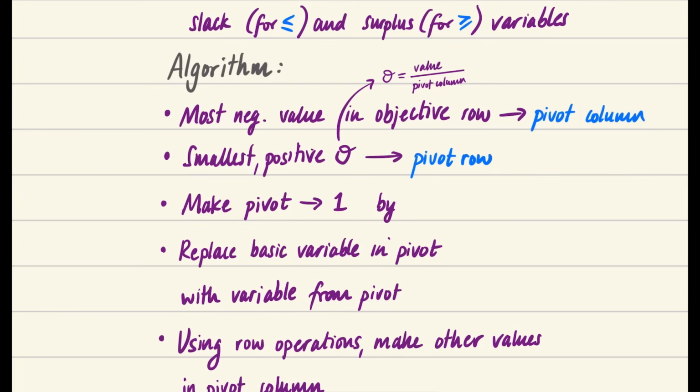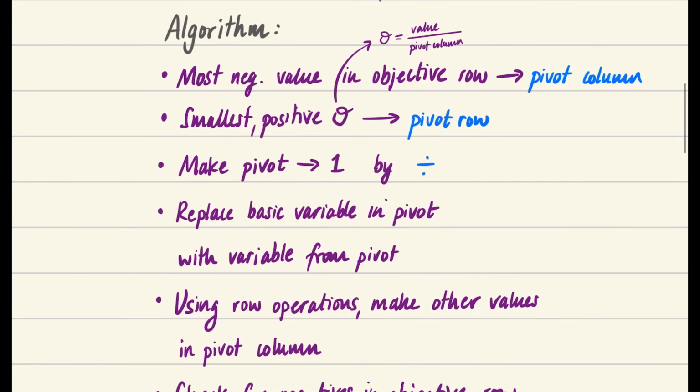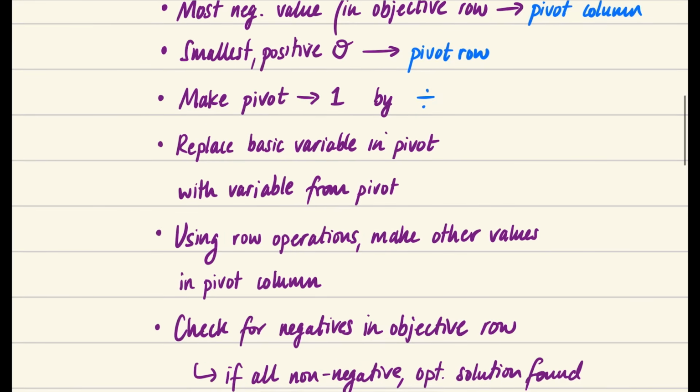Then you actually know where the pivot is, because there's a column and a row that cross over, and we make the value of that pivot 1, and we do that by division. We then replace the basic variable in the pivot row with the variable from the pivot column. So we take the variable from the pivot column and it replaces the basic variable which is in the pivot row. Okay.